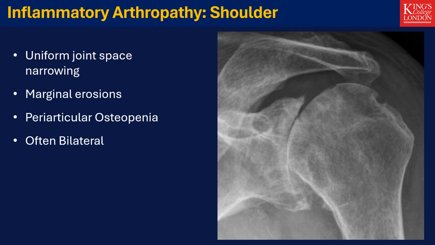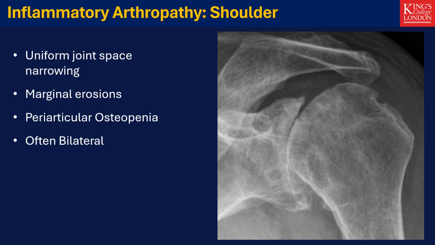Inflammatory arthropathy, for example, rheumatoid arthritis of the shoulder, produces uniform joint space narrowing rather than focal inferior narrowing. Marginal erosions are common, particularly along the humeral head and glenoid margins. Periarticular osteopenia may be present. Unlike primary osteoarthritis, osteophytes are not the dominant feature.